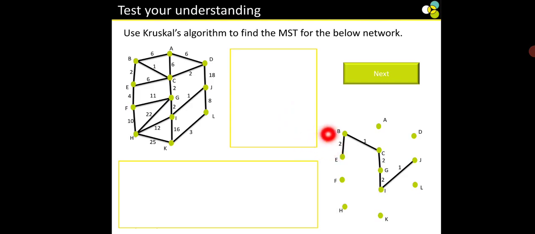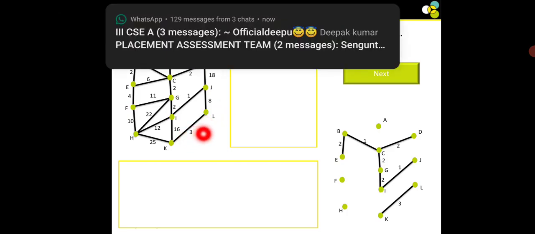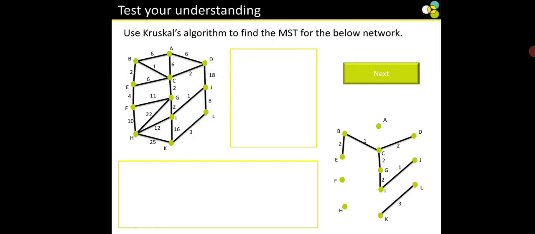So next least edge is B to E. Next we are going to consider the next least edge, that is 3. Here, where is the third edge available? That means the edge which is having a 3 value, L to K. That edge will be having a 3.